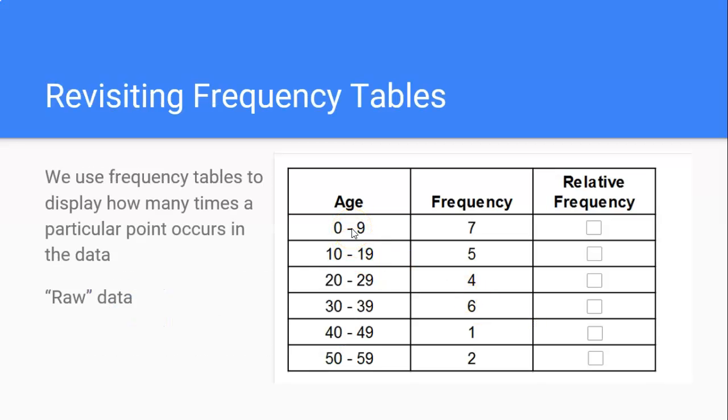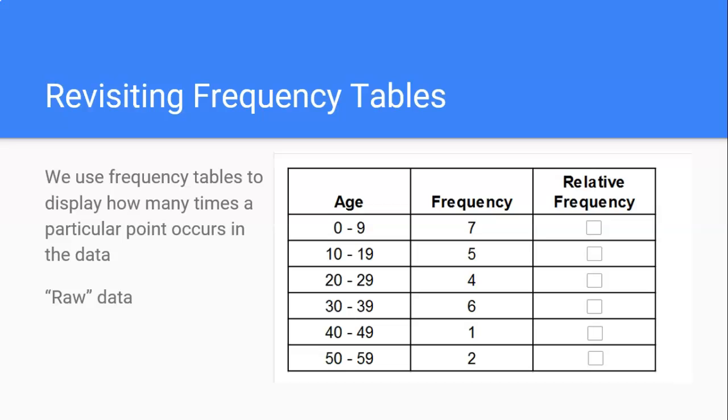All right, I want to revisit frequency tables today because we're going to be learning about histograms, and you're going to need to be able to use frequency tables to complete your histograms. We use frequency tables to display how many times a particular point occurs in data. So if we have some raw data, we can organize that into age groups. That turns this into categorical data, not quantitative data. I can't find an average of an age range. So this is categorical, and then my frequency is just how many fit.